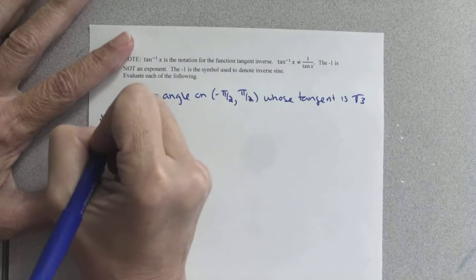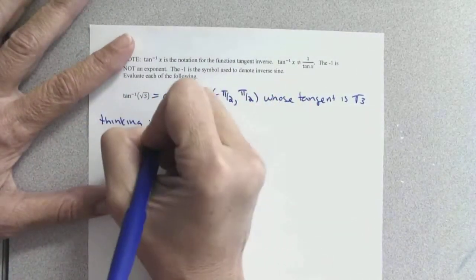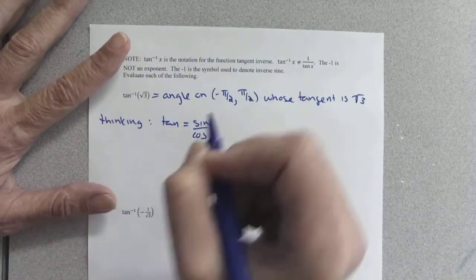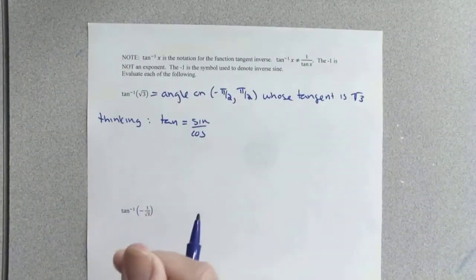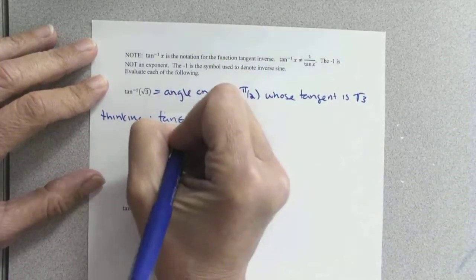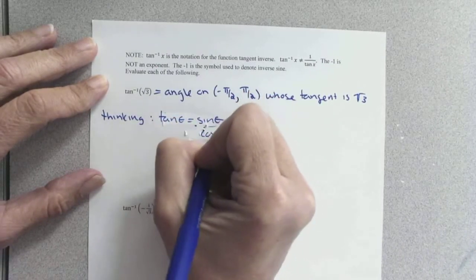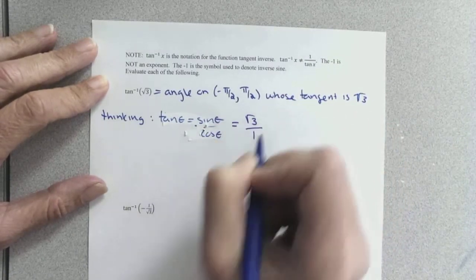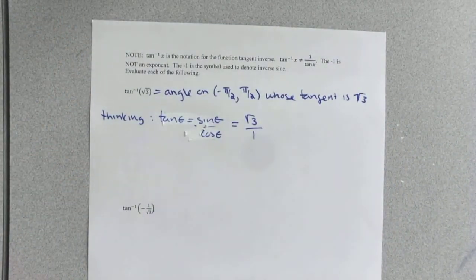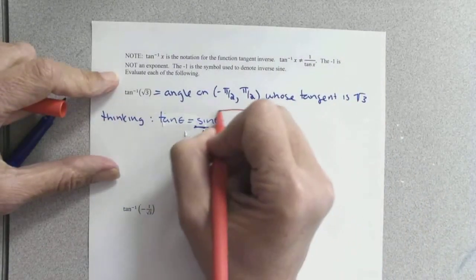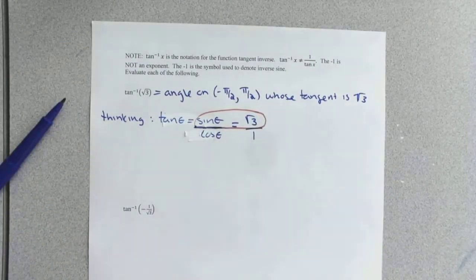So the way I think about it, my thinking, tangent is sine over cosine. Let's put some thetas in there. Tangent theta is sine theta over cosine theta. And we're wanting that to be square root of 3, and to be really specific, square root of 3 over 1. So then I look at my fraction right here.